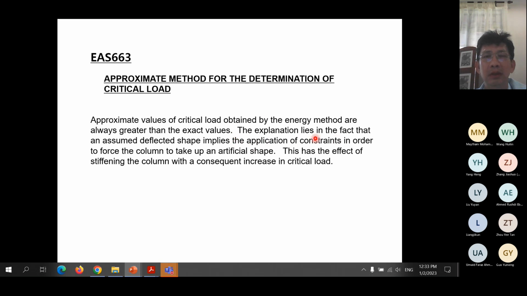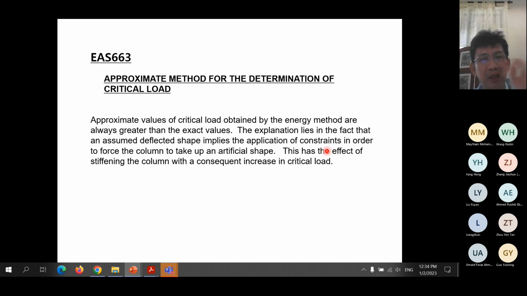Why? Because we assume a deflected shape. Because we make an assumption about the slightly bent configuration. We assume that the column will buckle into that shape. That might not be the exact shape, and it depends on how good our assumption is. It might be a very bad assumption. So the reason it is always greater than the exact value is because we make an assumption about the deflected shape, and if we do that, we don't let the column deform freely.